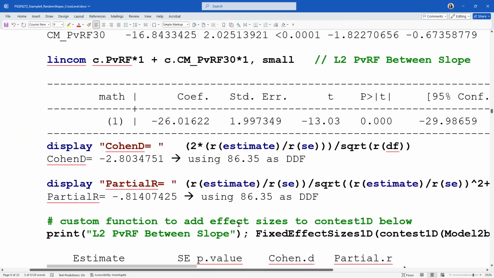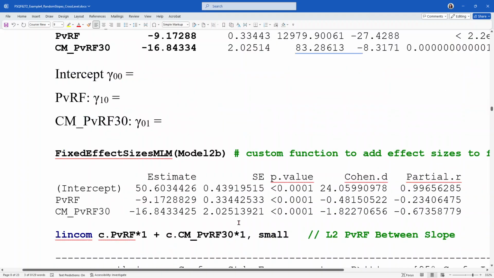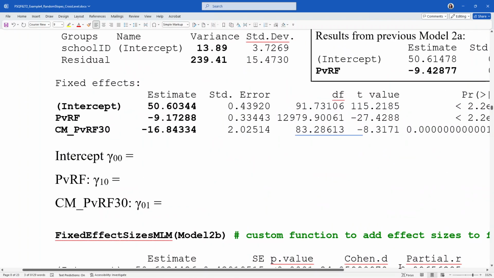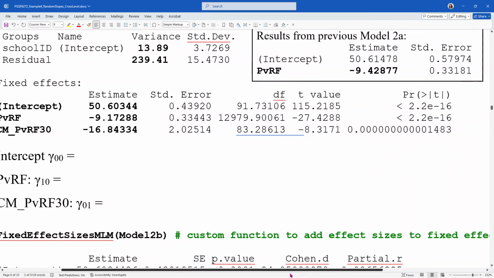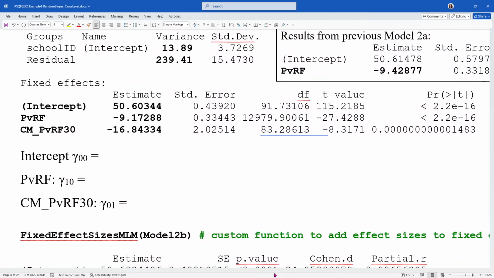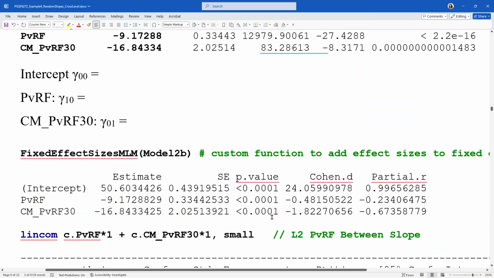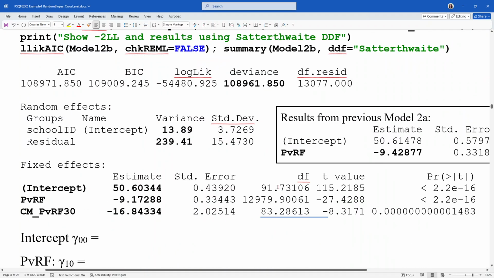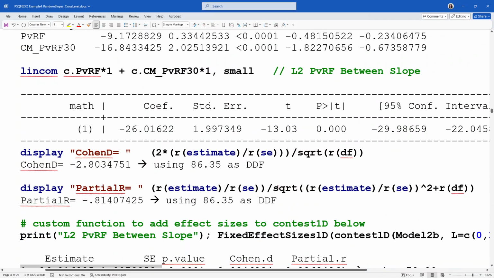So I'm doing some other stuff here. So far we've learned about total R square, pseudo R square, and what if you just want an effect size for a slope, like a Cohen's d or a partial R? I made a function for that. 2 times d divided by square root of degrees of freedom, I think, if memory serves. I wrote it down here somewhere. Yes, that's what it is.